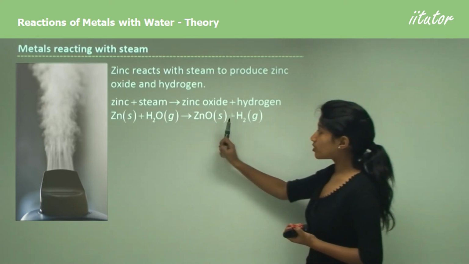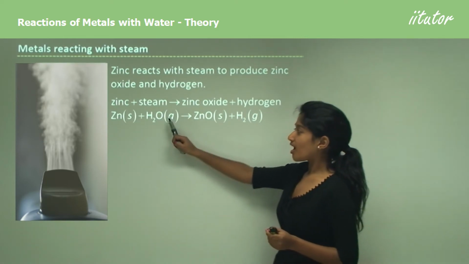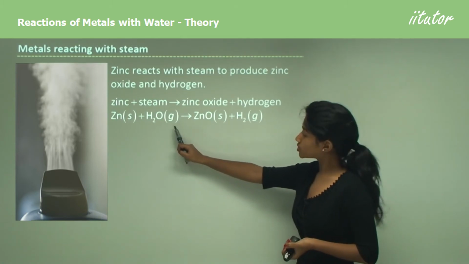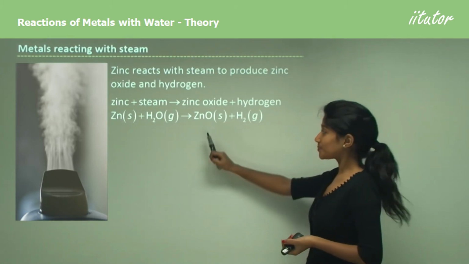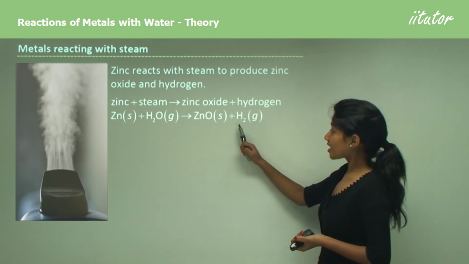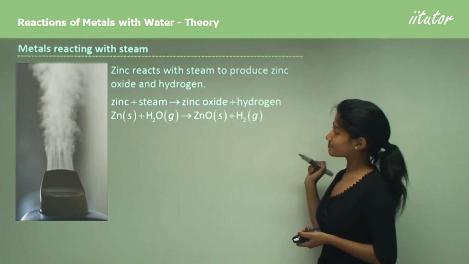And again, write all your states down. We know zinc is a metal and it's going to be solid. Our steam is going to be a gas, so the water is in its gaseous form, so you would indicate it as a G. And zinc oxide is a solid because it's a metal oxide. And then we have our hydrogen gas, which is also a gas.